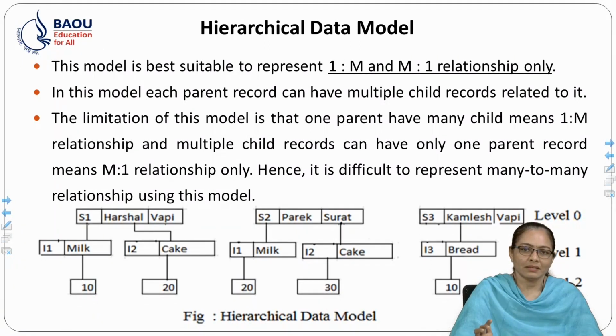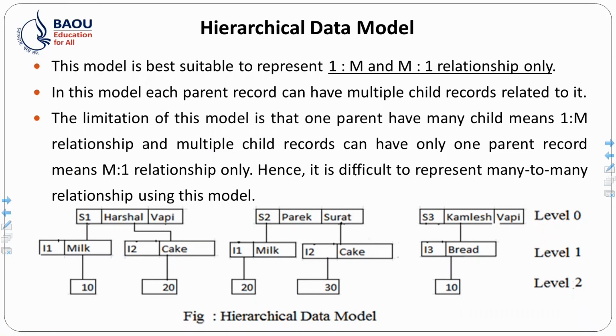Now, we can see in the figure, the salesman record is a parent record. Here we see S1 Harshal Vapi, S2 Parekh Surat, S3 Kamlesh Vapi are the salesman records. It is at level 0. So it is a parent record which has child records like item records. Here the S1 salesman has child records item 1 milk and item 2 cake.